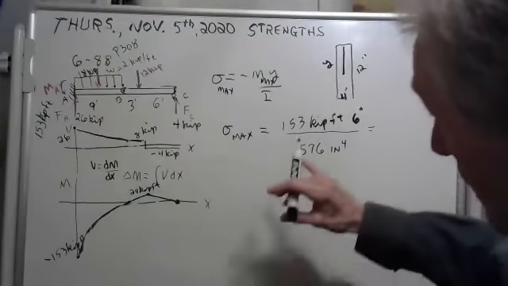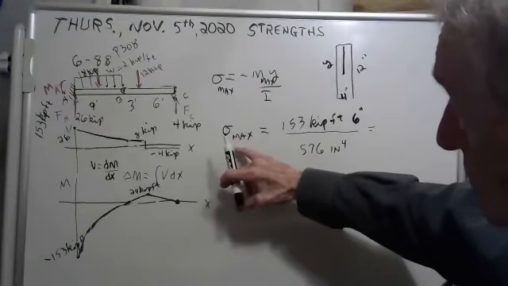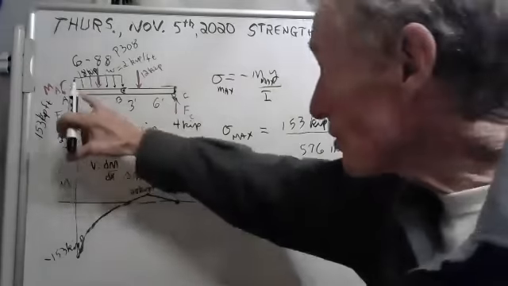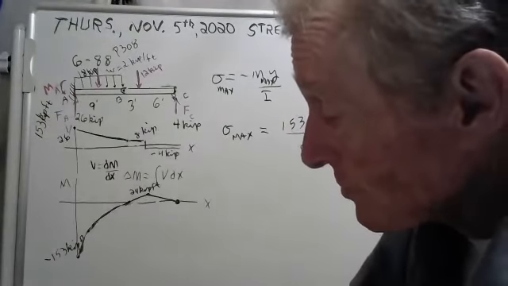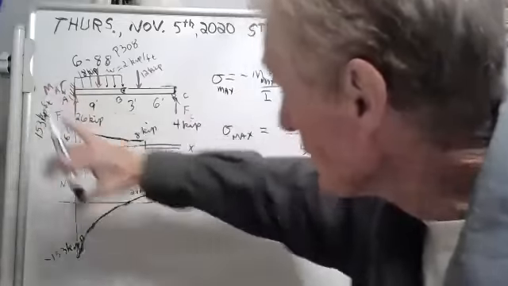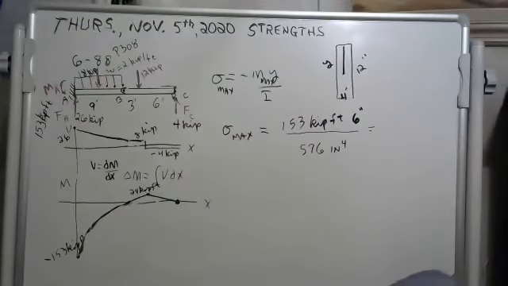You got a minute? I want you to find the maximum normal stress, which will occur right here at the fixed connection. And I think it's going to be a tension on the top of the beam. Do it. See what you get.